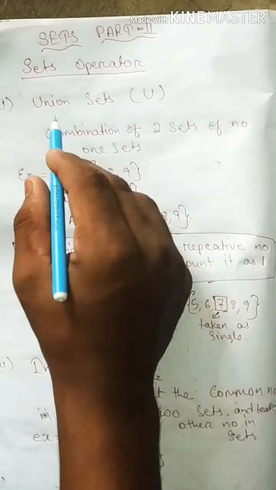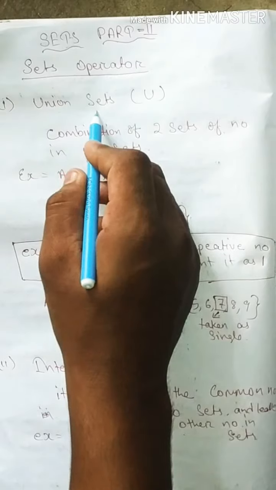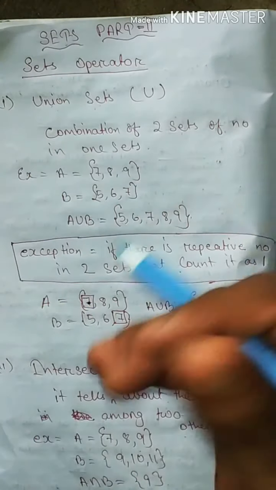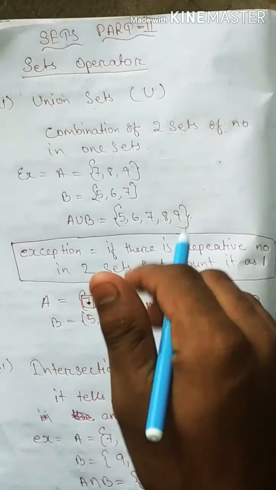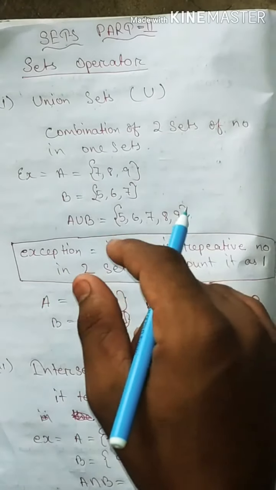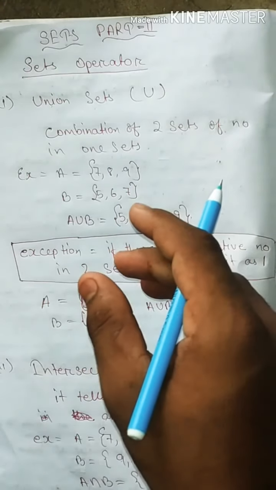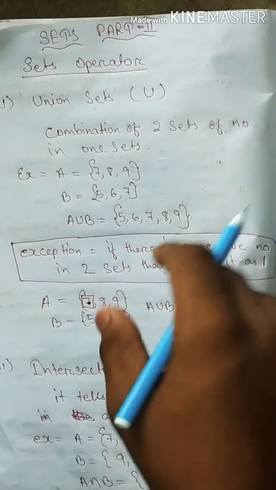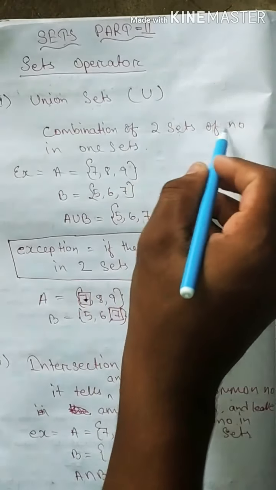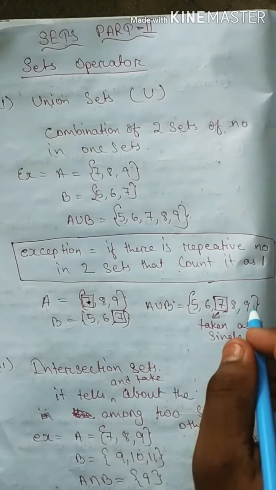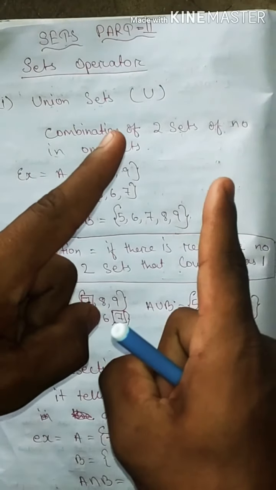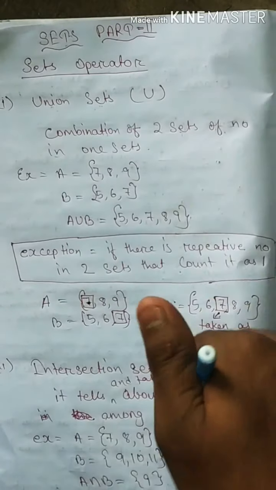Let's see. Union of sets. Union means combination. You know about UNO. UNO means United Nations Organization. It tells about the whole world, and this set operation tells about the combination of two sets of numbers in one set. This union means this will combine and make one set.